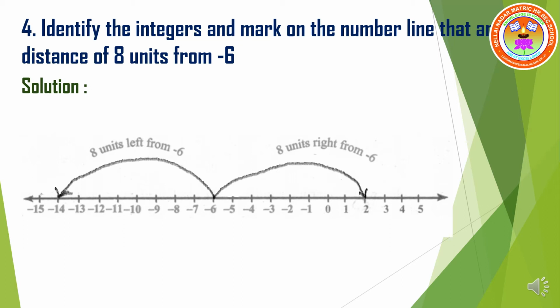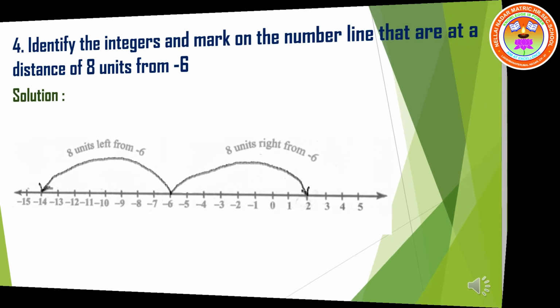Okay, so from minus 6 we are going to move 8 units towards the left. When we move 8 units towards the left, we reach minus 14. Similarly, if we move 8 units towards the right, we reach 2. Okay, this is how we identify the integers and mark them on the number line. Okay children?